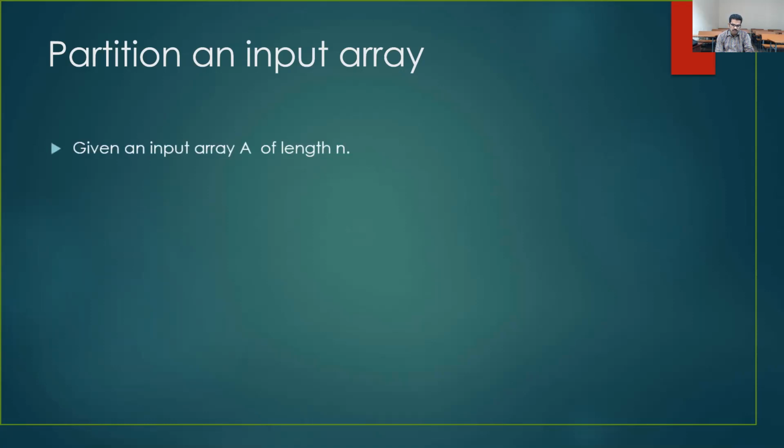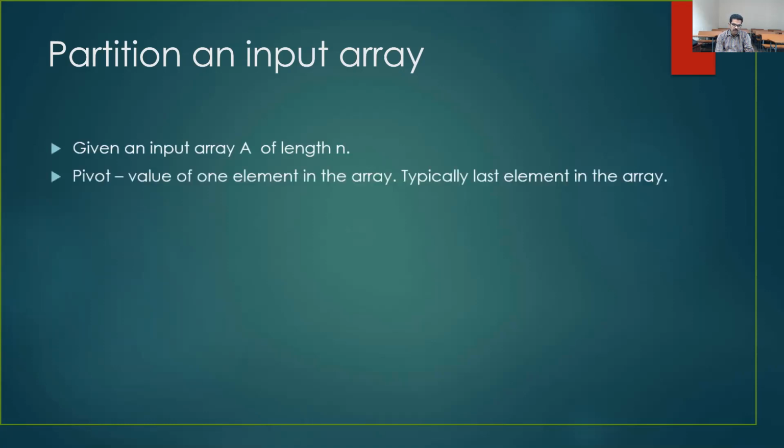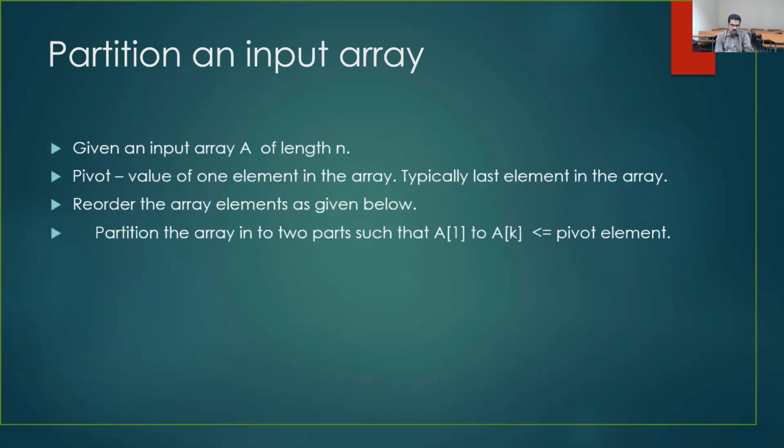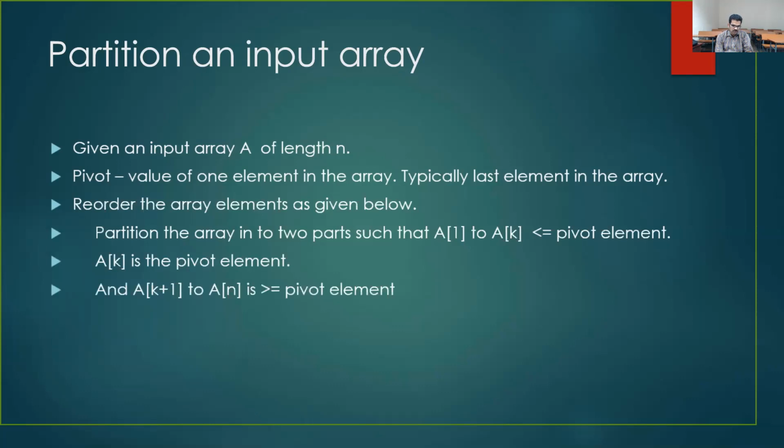Given an input array A of length n, you take a pivot element, which is an element in the array. Typically it is taken as the last element or first element in the array. For this example, we assume it as the last element, only for example, so the implementation can be different. Reorder the array elements as given below. Partition the array into two parts such that A1 to AK is less than or equal to the pivot element, AK is the pivot element, and AK plus 1 to AN is greater than or equal to the pivot element.